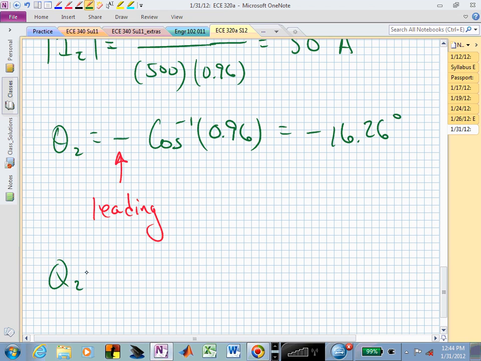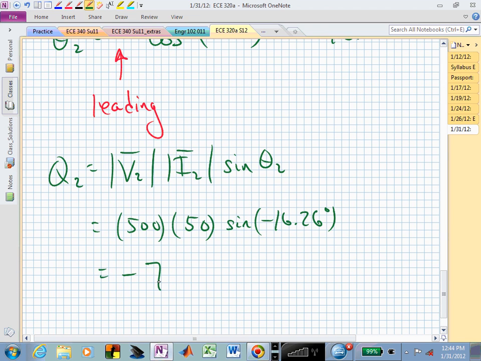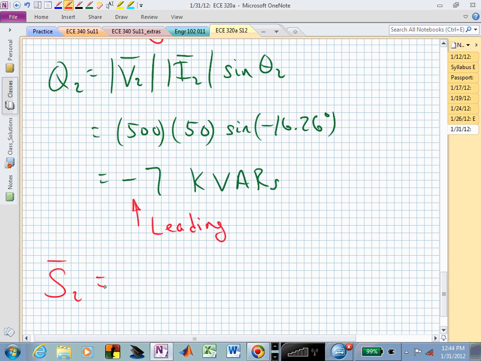Q sub 2, again the same formula, and if we plug the numbers in, we end up with minus 7 kilovars. Again, this should be presenting itself because we know that that load was leading. And we now know, if we were asked what S sub 2 is, the complex power of load 2, that was 24 minus j7 kVA.